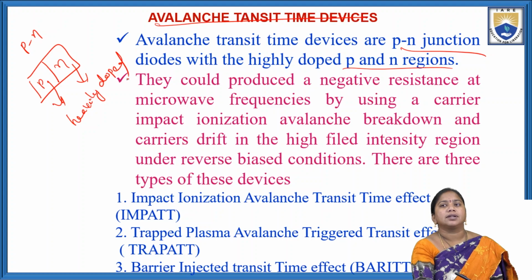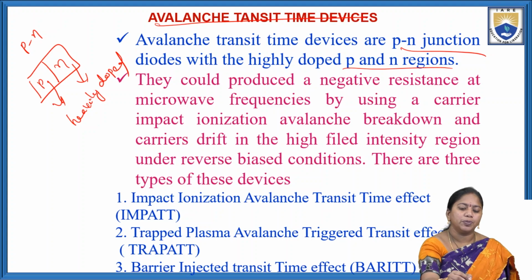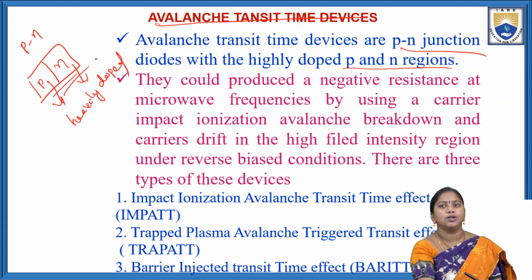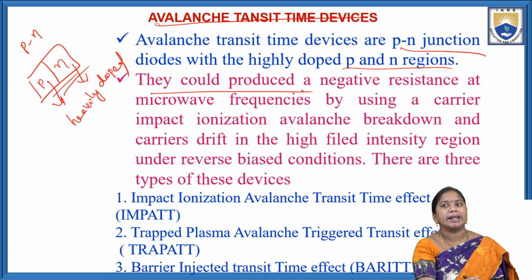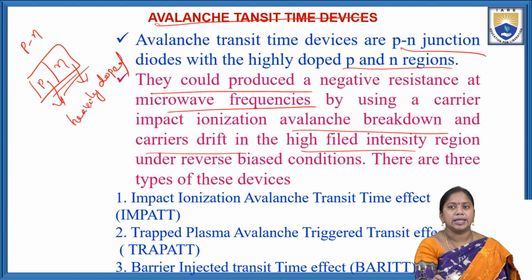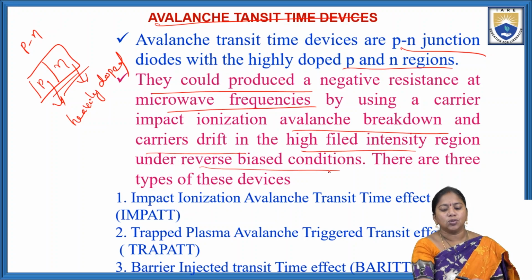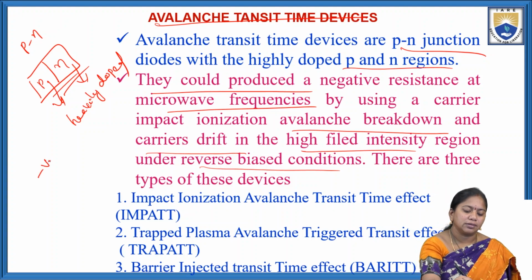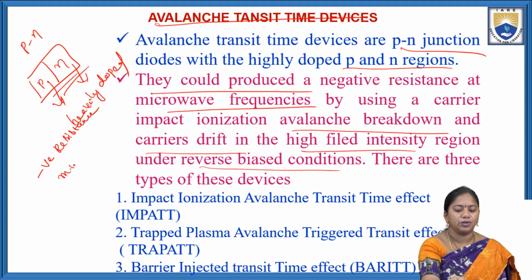In these PN junction diodes, both the P region and N region are highly doped. So, they can produce a negative resistance at microwave frequencies by using carrier impact ionization, avalanche breakdown and carrier drift in the high field intensity region under reverse biased conditions.